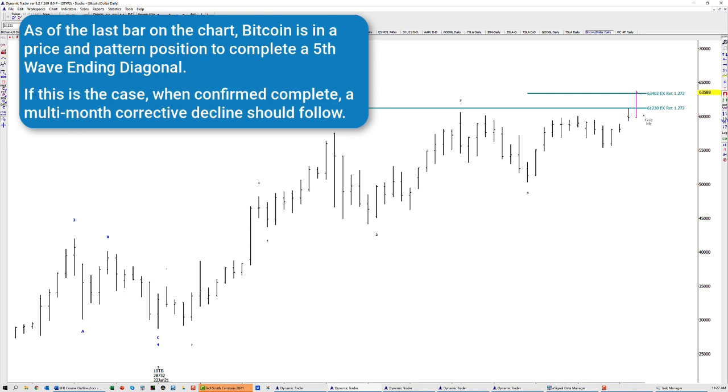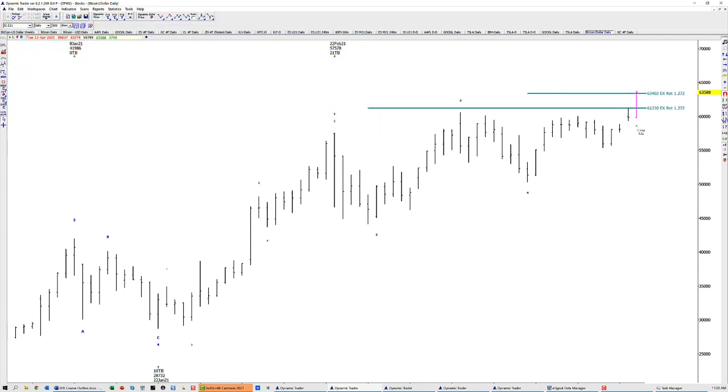And that means that as of the last bar in this chart, we're in a position to complete an ending diagonal at a typical price target for an ending diagonal. It means we could be very close to a very significant high that's going to last many months. And both the pattern and the price position are indicating we want to develop a strategy that recognizes if the top has been made.